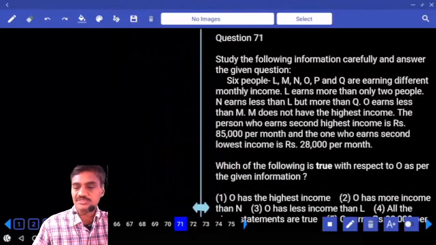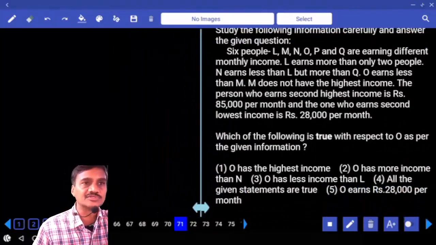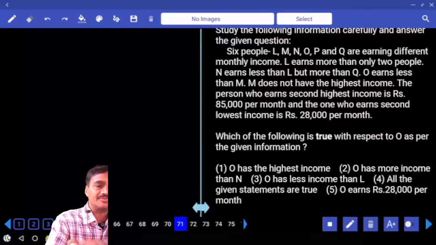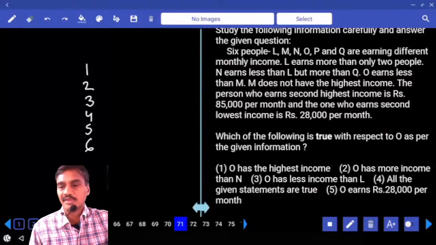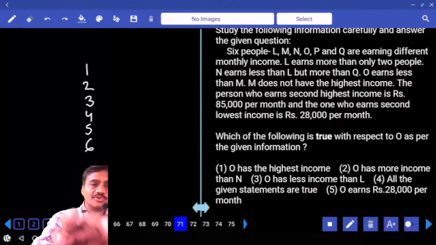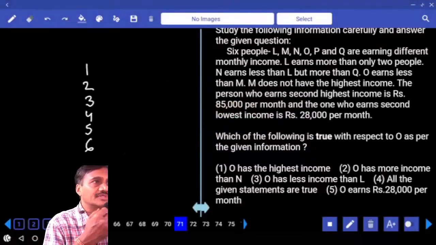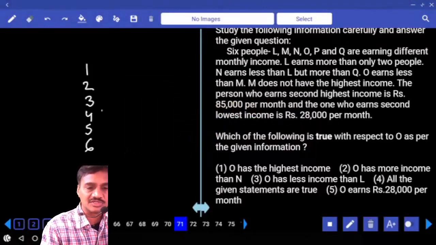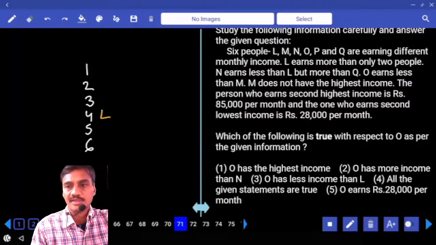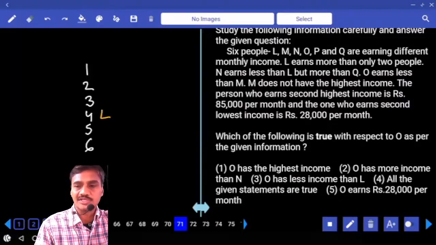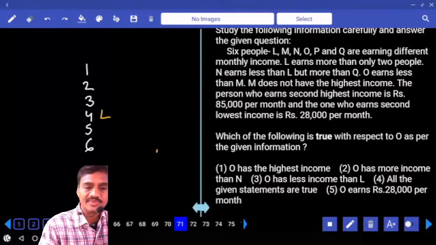Now in this question number 71 to 73, these three are based on comparisons. Now 6 people are there, 1, 2, 3, 4, 5, 6. Now these 6 people, L earns more than only 2 people. L earns more than only 2 people means where is L? L is here. L is more than only 2 people and lesser than the remaining 3. And next one, N earns less than L. N is lesser than L but more than Q.